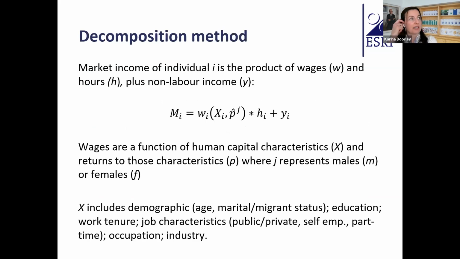So I'll discuss the decomposition method very, very briefly. So we define market income as a product of wages and hours plus non-labor income Y. So wages, represented by W here, are a function, so these are estimated and predicted in our model. They're estimated as a function of the usual set of demographic characteristics. And then we have a price structure that differs for men and women. So we do the estimation separately for men and women. And this will allow us to create a counterfactual for women if they were paid in the same way as men are, just by swapping the price structure over.